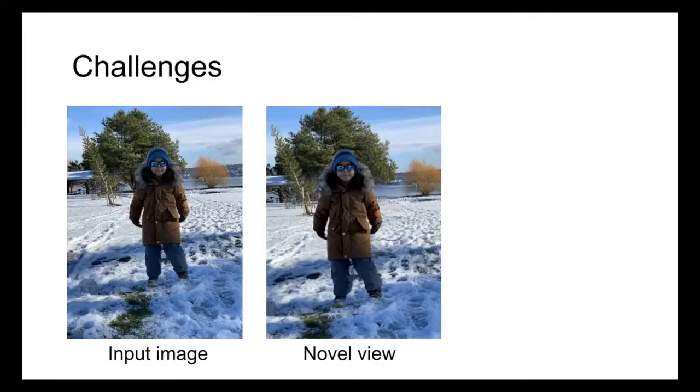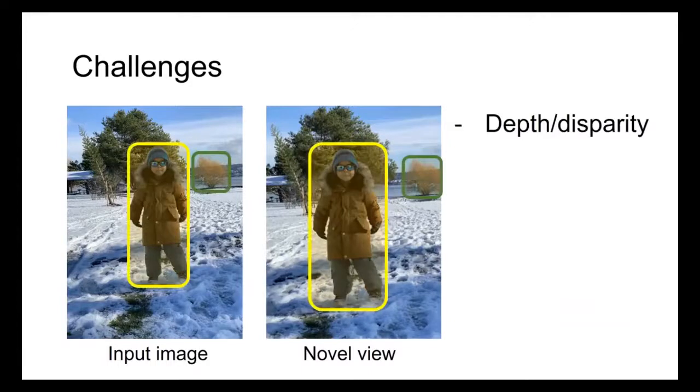There are a couple of challenges involved in this problem. First, you need to understand the dense depth. You need to know how far away each pixel is from the camera. For example, here we know that the boy is closer to the camera than the tree behind, so that we know how much we should move the pixels when we view a novel view.